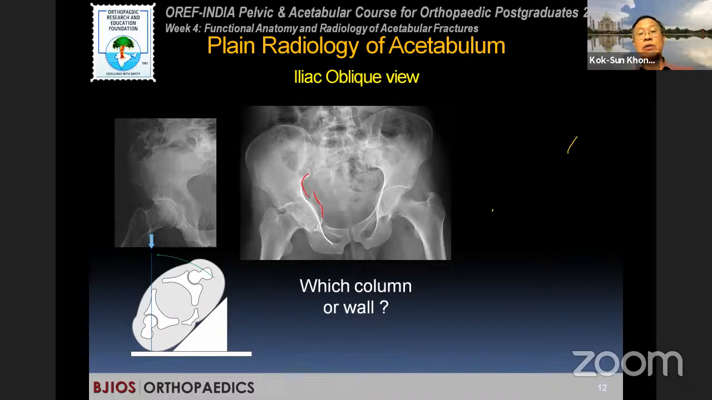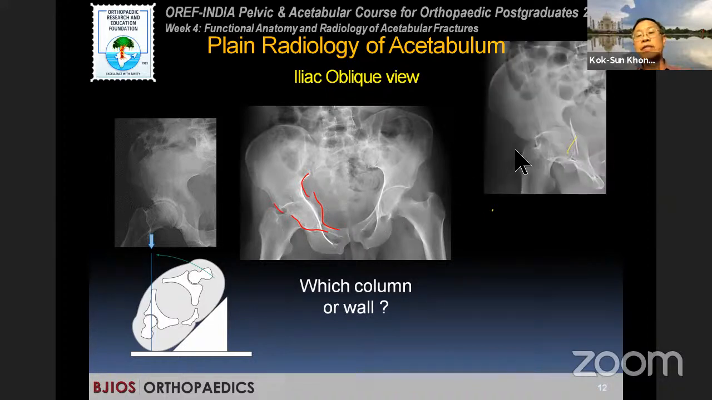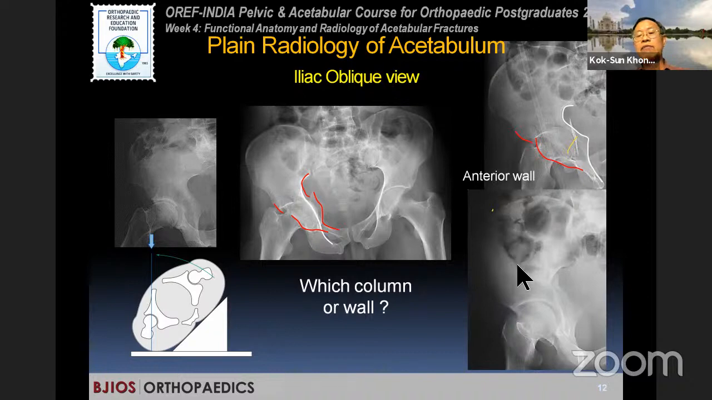If you draw your lines, you will notice that the posterior column, the ilioischial line, is intact. The iliopectineal line is disrupted. The anterior wall line is disrupted. So it's some sort of an anterior wall fracture, and this is confirmed on the iliac oblique view, where you can see that the posterior notch is quite intact. The anterior wall is disrupted, but the posterior column is intact. Alternatively, you can see this picture where there is a break in the posterior side, the greater sciatic notch. So this is actually a minimally displaced posterior column fracture.